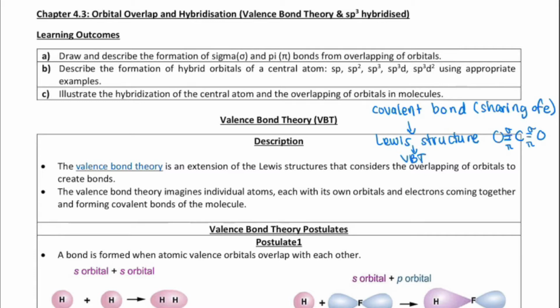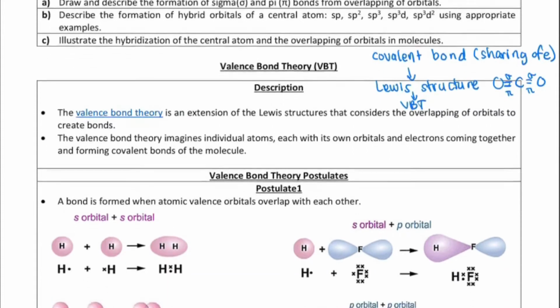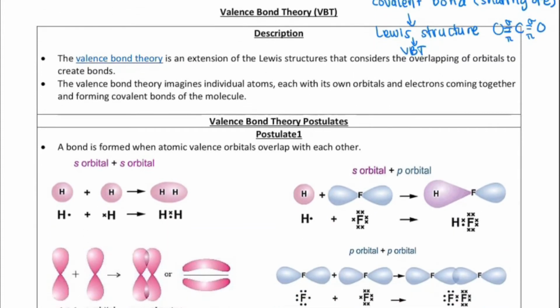Alright, and then next point, the valence bond theory imagines individual atoms each with its own orbital and electron coming together and forming covalent bond of the molecule. Ini macam saya cakap tadi lah. So dalam valence bond theory, kamu boleh bayangkan ada atom yang berbeza dan setiap atom tu ada orbital yang berbeza dan orbital dia tu overlap dan overlapping tu lah yang menghasilkan bonding. Kawasan yang bertindih itulah kawasan yang menghasilkan bond antara atom itu. Alright, so that is the description for valence bond theory. Hopefully you can imagine lah sikit-sikit apa benda valence bond theory.